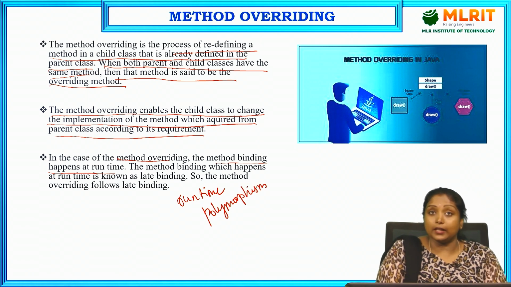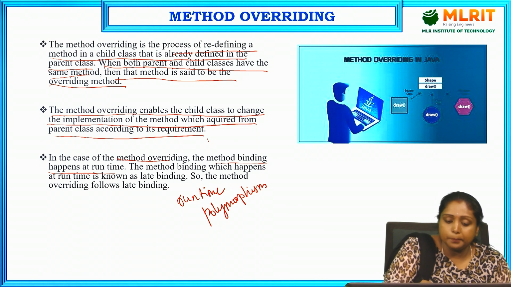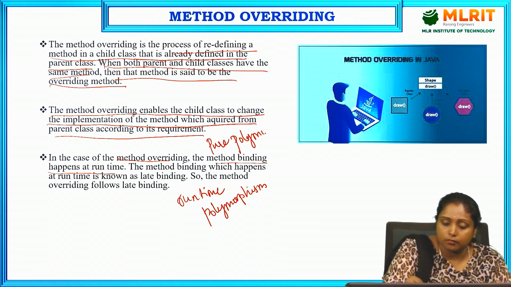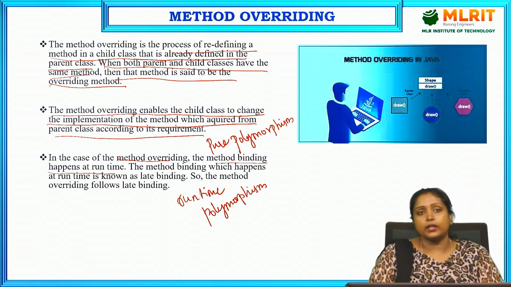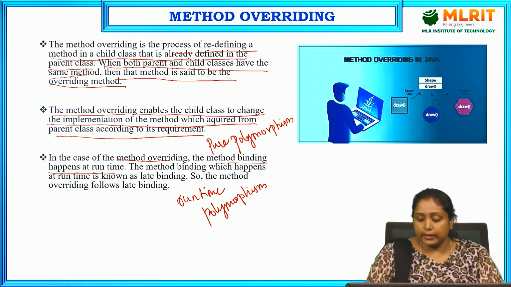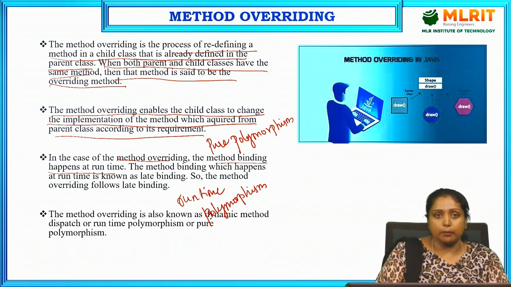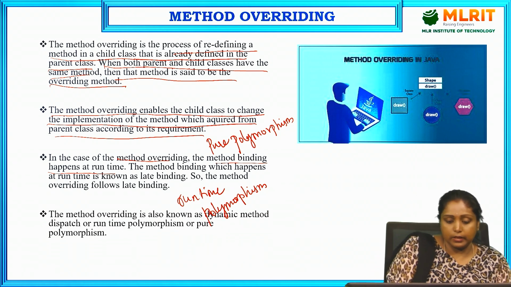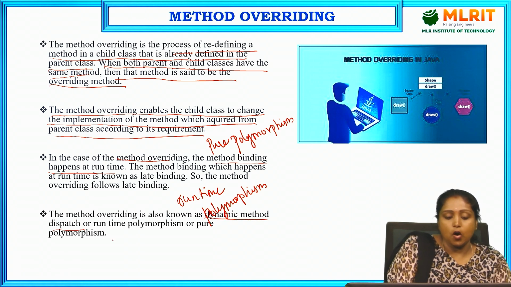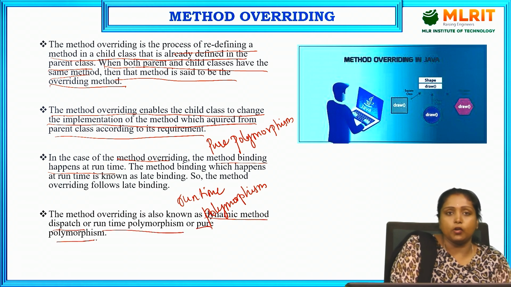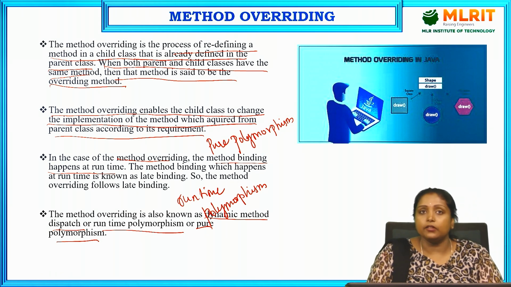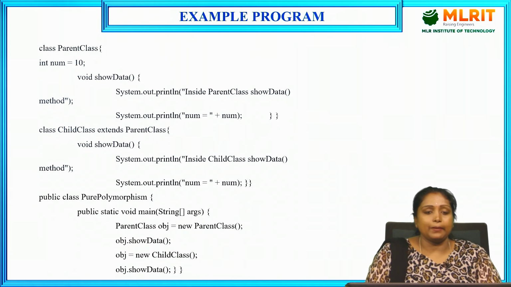So it is known as runtime polymorphism. You can call method overriding pure polymorphism or runtime polymorphism. So method overriding is also known as dynamic method dispatch or runtime polymorphism or pure polymorphism, which we have seen now. Let us go with an example program.